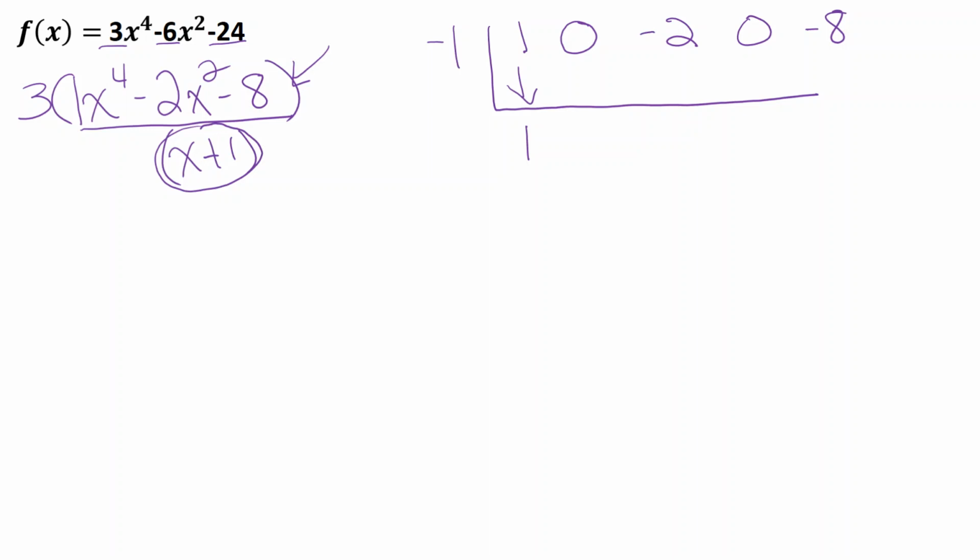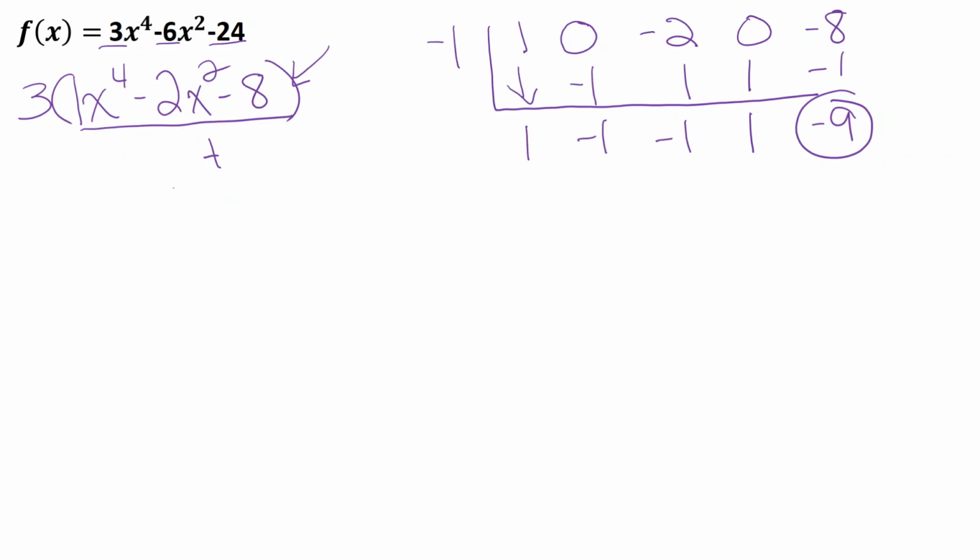Negative 1 times 1 is negative 1. Add those together, I get negative 1. Negative 1 times negative 1 is positive 1. Add those together, I get negative 1. Negative 1 times negative 1 is positive 1. Add them together, I get 1. And negative 1 times 1 is actually negative 1, so I end up with negative 9. Now that is not a remainder of 0. So what that tells me is that x plus 1 is not a factor. So I'm going to erase all this, and I'm going to try something else.